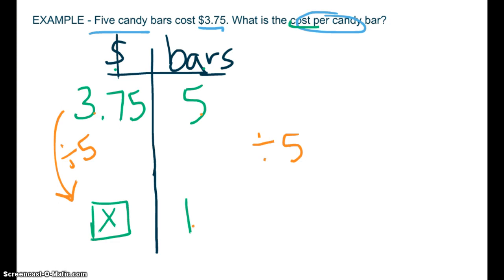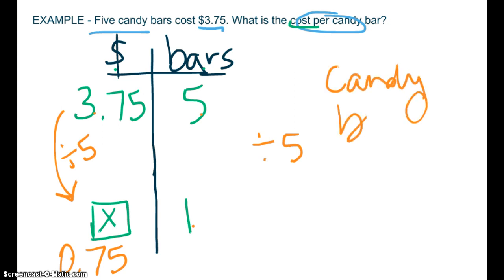So $3.75 divided by 5 is 75 cents. So the cost of one candy bar is 75 cents. And that is our unit rate.